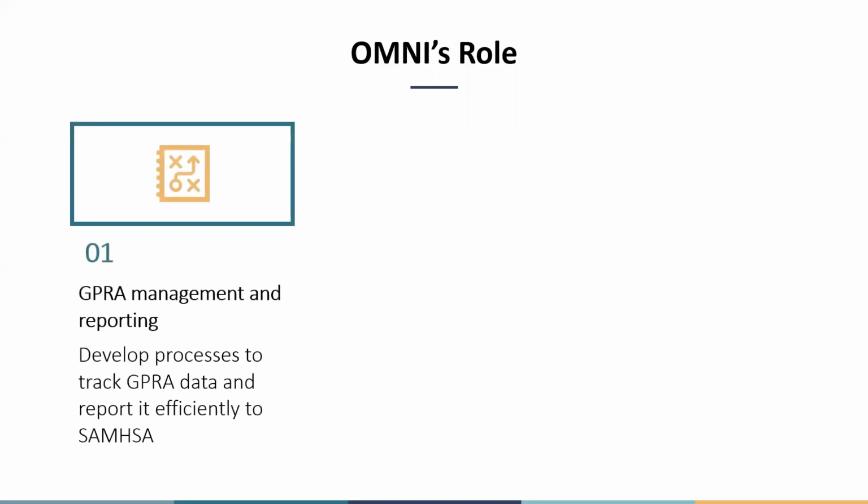Omni has three main roles in this process. First, we're responsible for managing the GPRA data and reporting it. To do so, we develop processes on how to track the GPRA data and report it to SAMHSA. We're also responsible for offering any trainings or technical assistance on GPRA administration to agencies, and this can include webinars or reminders about intake and follow-up surveys.